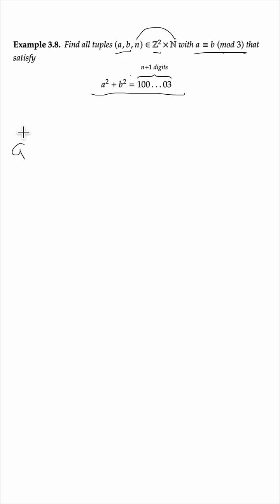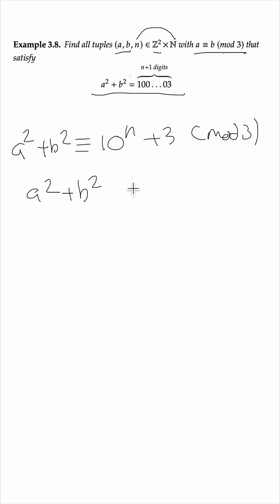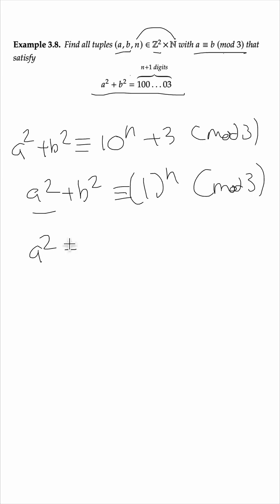So let's do that. We get that a squared plus b squared is congruent to 10 to the n plus 3 mod 3. When we simplify this, we get that a squared plus b squared is congruent to 1 to the n, and then plus 3 mod 3 is just 0. So a squared plus b squared must be congruent to 1, because 1 to the n for any n is just congruent to 1. And so now let's do this into cases.